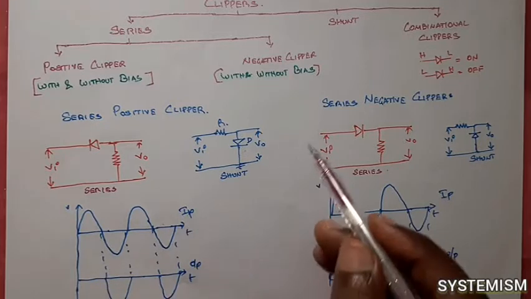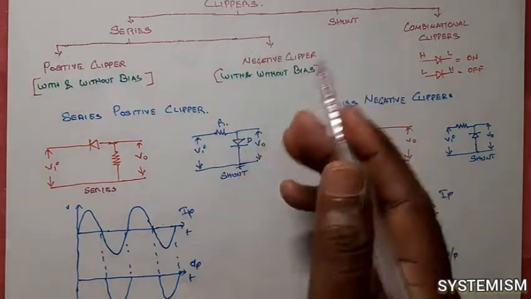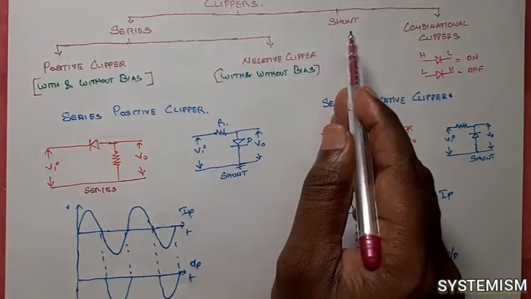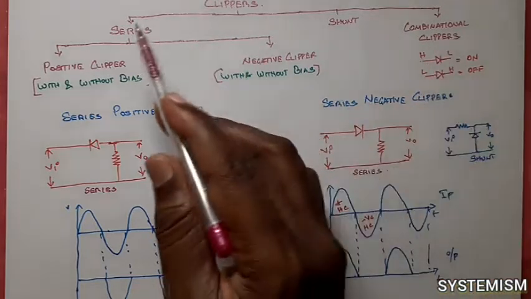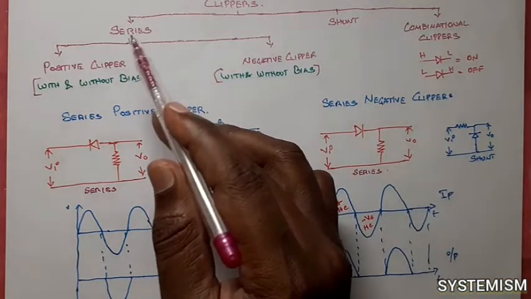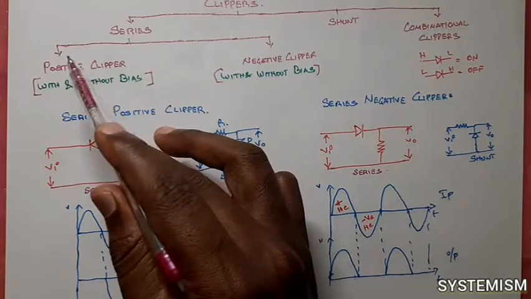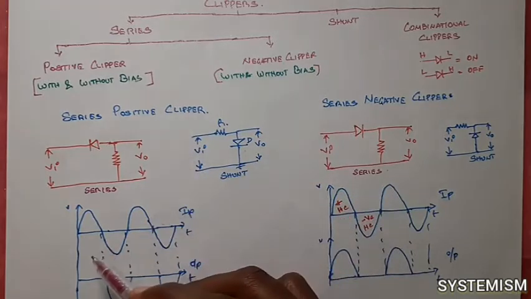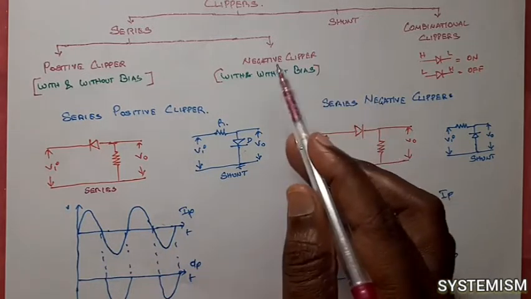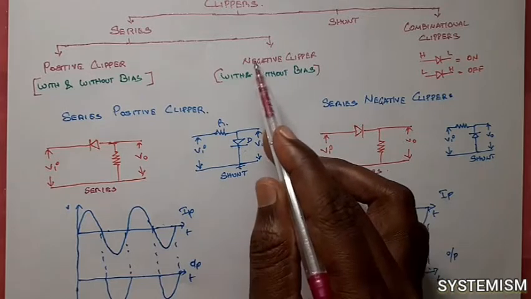So here a clipper is classified into series clipper and shunt clipper, and also there are different types of combinational clippers. Okay, so first we will see what is a series clipper. Series clipper is classified into positive clipper and negative clipper. As we know already, if you clip away any positive value, then it is called positive clipper. If you clip away any negative values, it is called negative clipper.